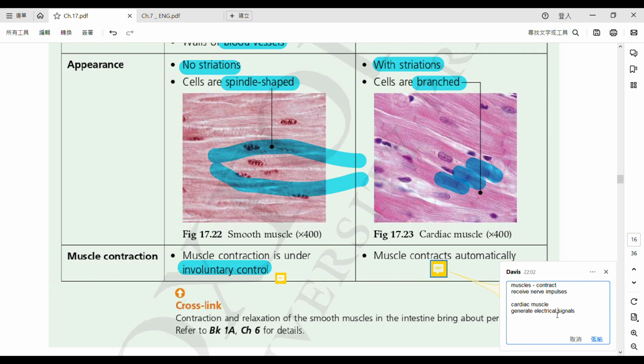得唔得? So as you can see, this one is quite strange. It is not about contracting voluntarily or involuntarily. 唔係一個隨意不隨意嘅動作. It just contracts automatically because the heart generates an electrical signal itself.